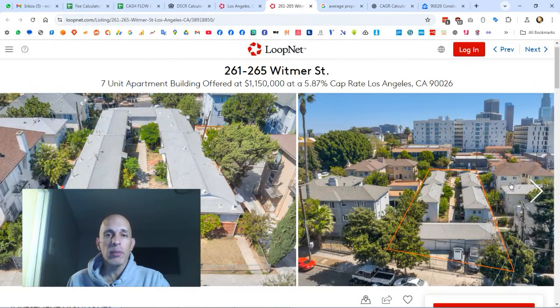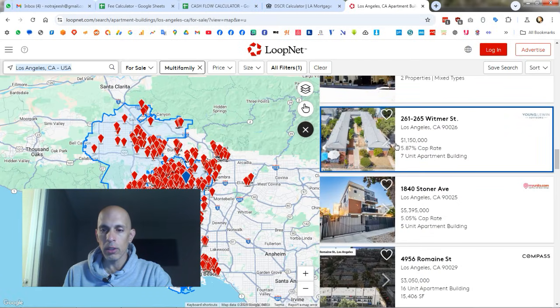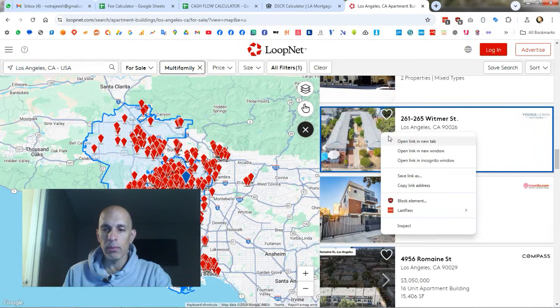I'm a direct lender based in Los Angeles, and today we'll be looking at how to turn $444,000 into $15 million over 30 years by analyzing this building at 261-265 Whitmer Street in Los Angeles. So let's get into it. Here's a 7 unit for $1.15 million.